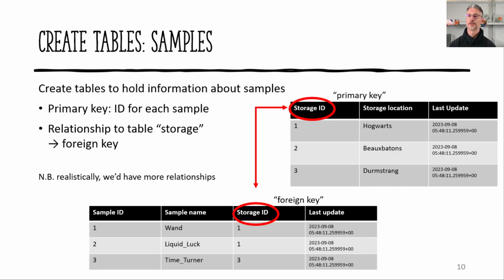Now we focus on the samples table. This table holds information about our samples. We have the primary key for each sample, and we have the relationship to table storage. So here we make use of the primary key that we defined in our table previously with a foreign key.